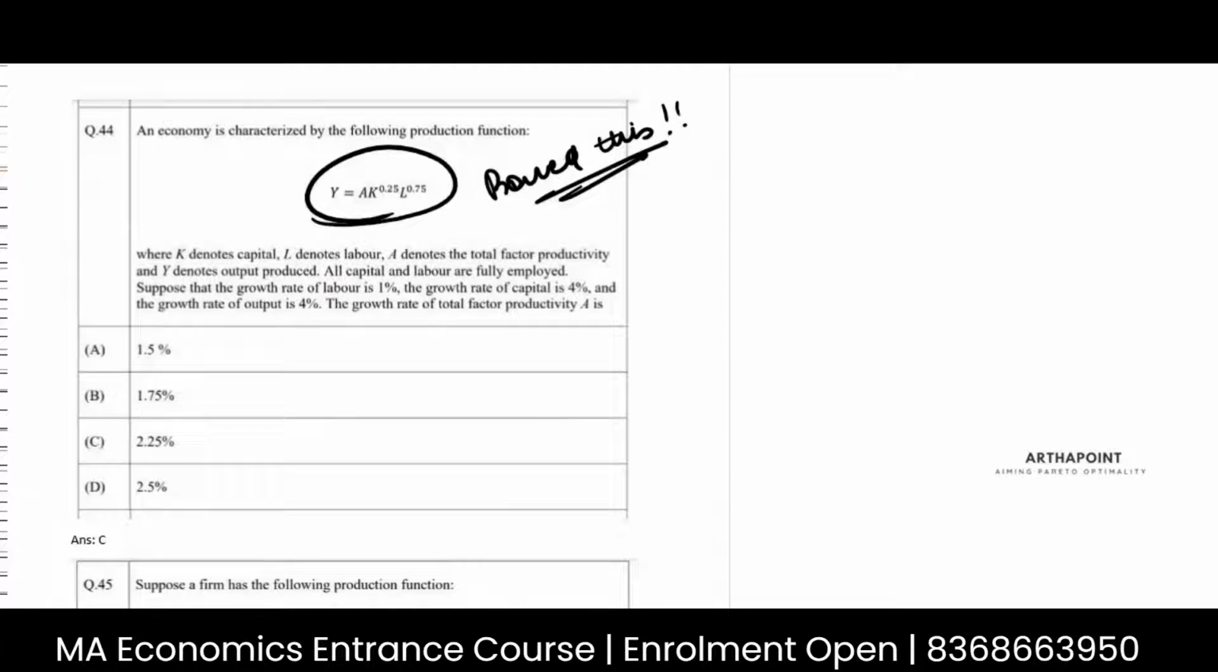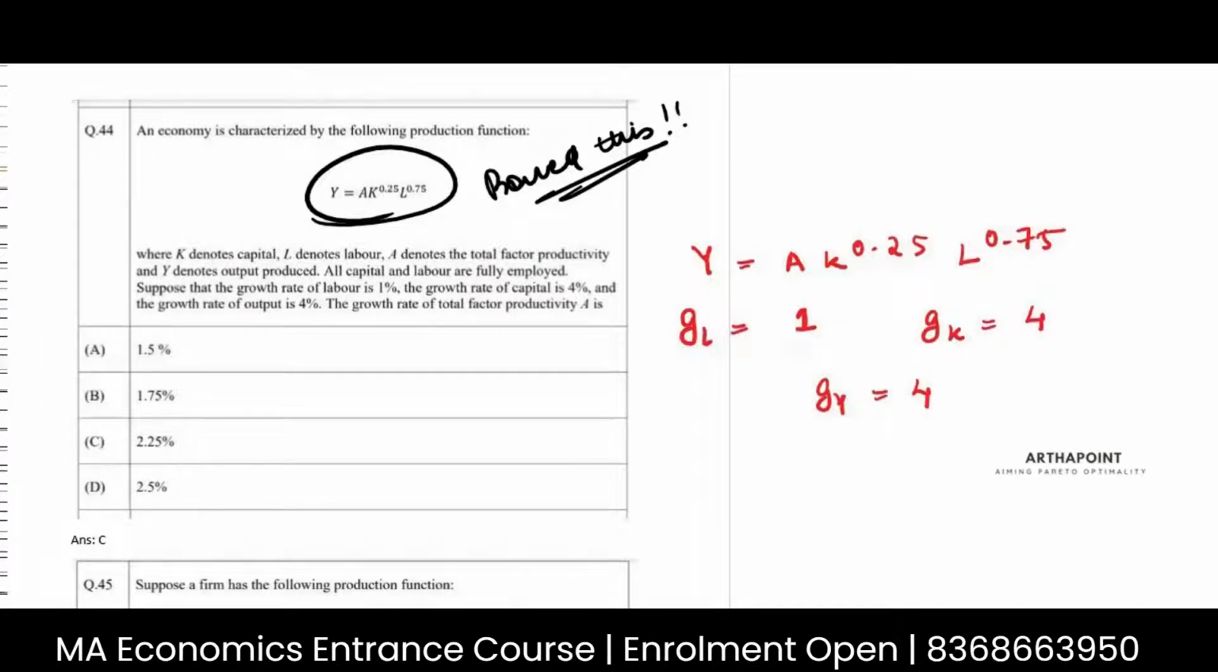So let's see that. I'm given Y is equal to A K to the power 0.25 L to the power 0.75. It says that A denotes total factor productivity and Y denotes output produced. All capital and labor are fully employed. Suppose the growth rate of labor is 1%, the growth rate of capital is 4%, and the growth rate of output is 4%.